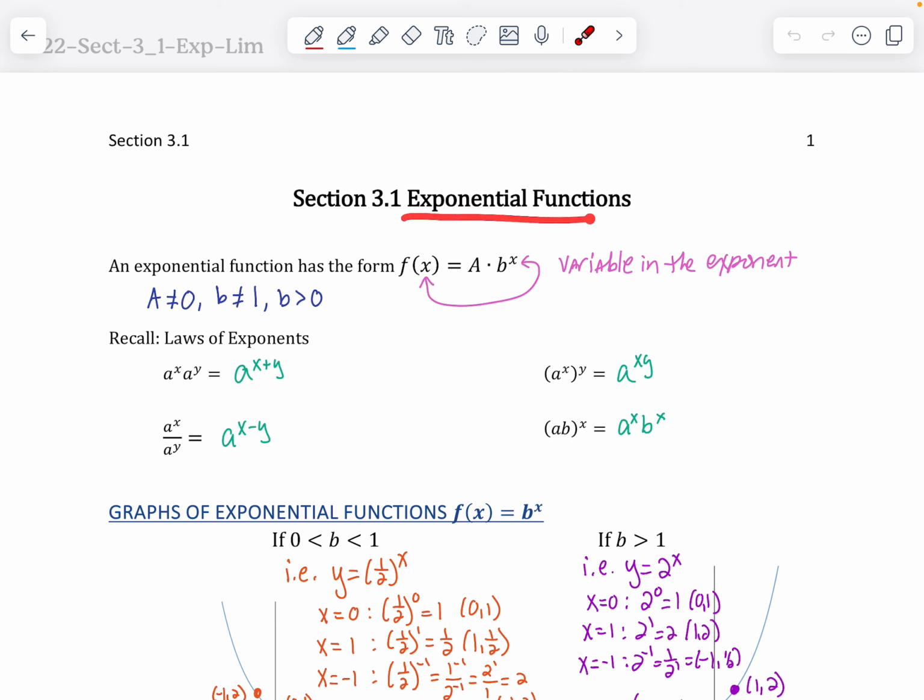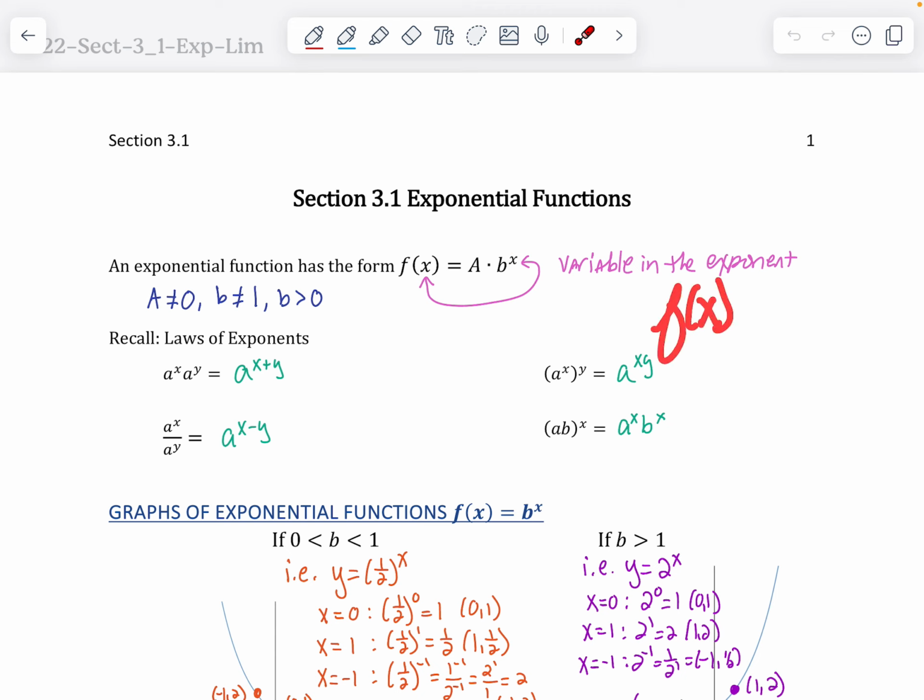Section 3.1, page 1, focused on exponential functions. Our goal is going to be to take derivatives of exponential functions, but first we need to highlight some key components of an exponential function. All equations that are exponential will have the form of some coefficient and a base value or a base amount to the variable. So what you're supposed to notice is that the input variable is in the exponent.